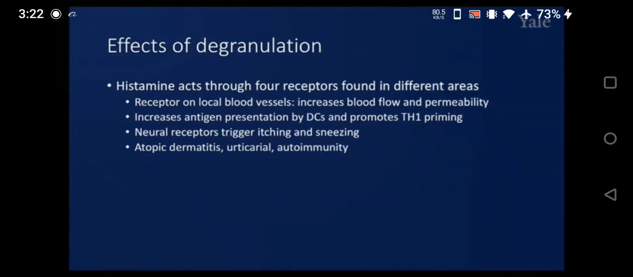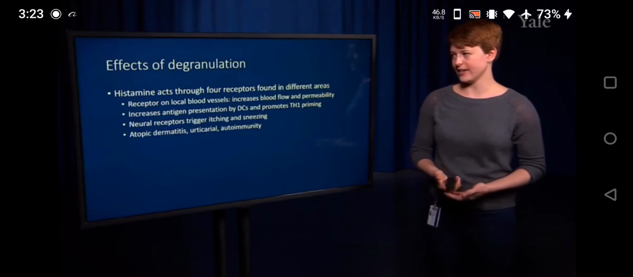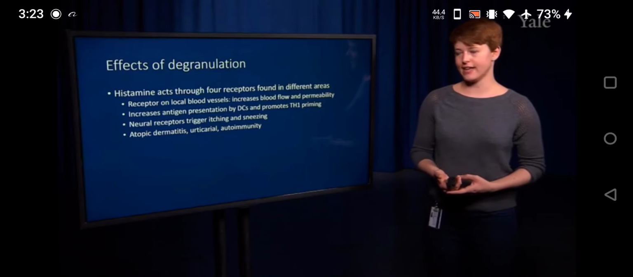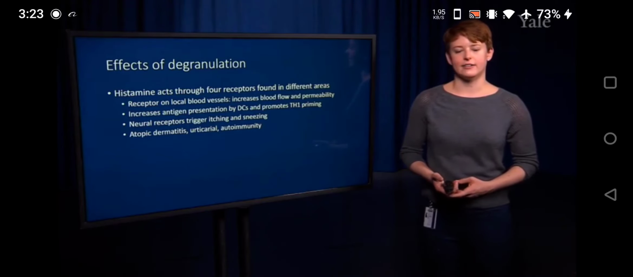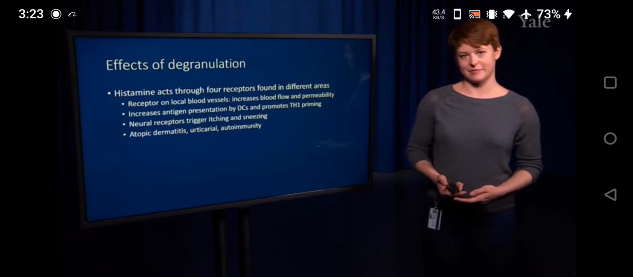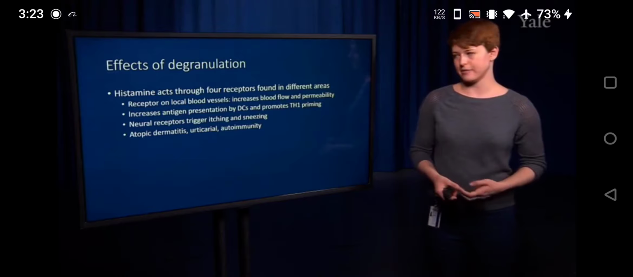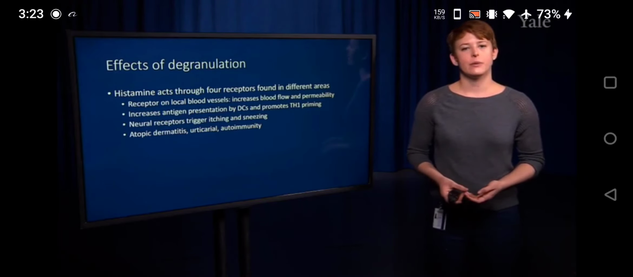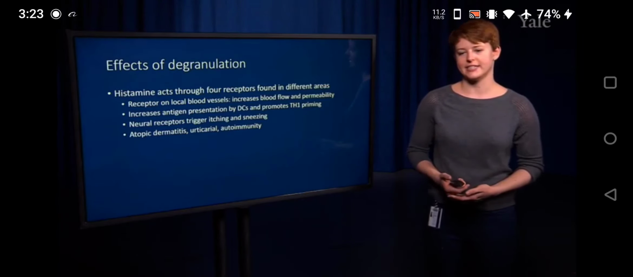So we see that these receptors, when they're located on blood vessels, will increase blood flow and vessel permeability. The histamine receptor engagement can also increase antigen presentation by dendritic cells and promotes priming to Th1. We also have receptors for histamine on local neurons. So this is what leads to the stereotypic itching and sneezing response. There are also some receptors in the skin leading to atopic dermatitis and urticaria, which, as I mentioned before, is hives. And sometimes this can have some factors of autoimmunity as well.